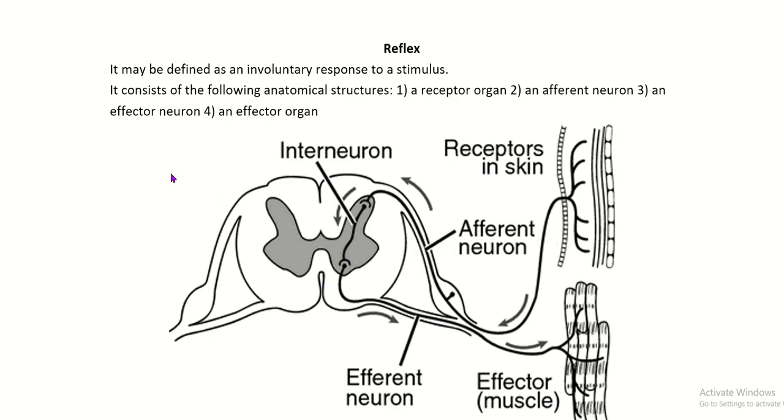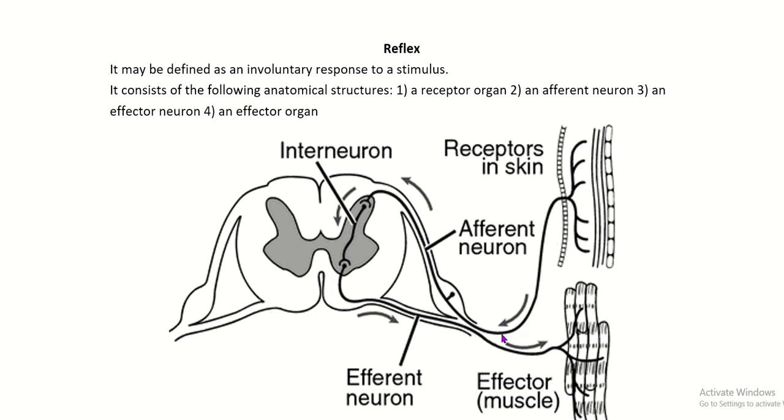Reflex. This is the functional unit of the nervous system, how the nervous system works. Reflex means an involuntary response to a stimulus without direct control of the central nervous system. Here there is the following anatomical structure. This is a sensory neuron, you can also say afferent neuron. The terminal portion of the sensory neuron is converted into a receptor. So the receptor organ is the first structure of the reflex.